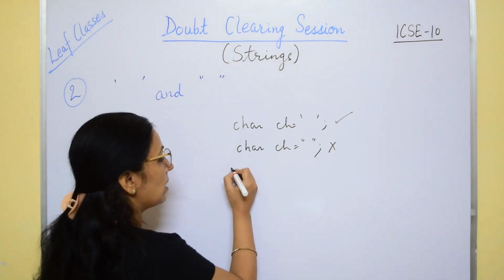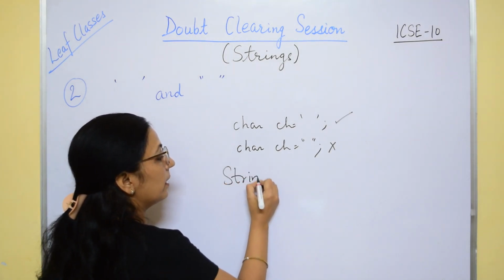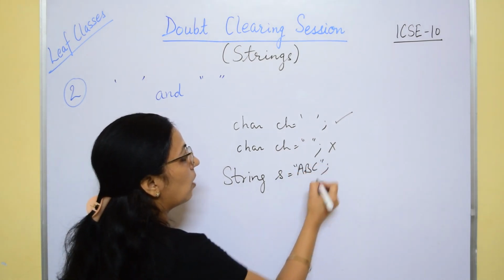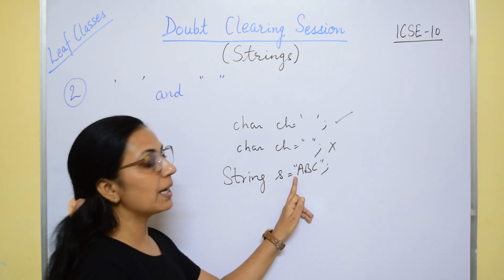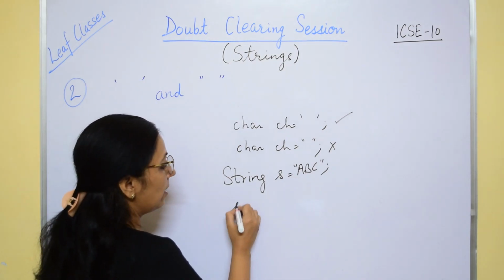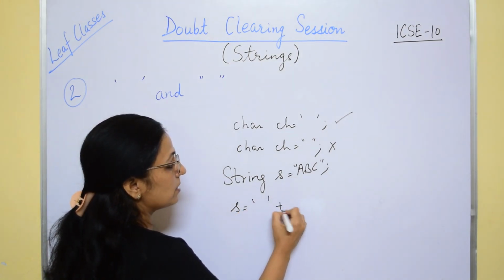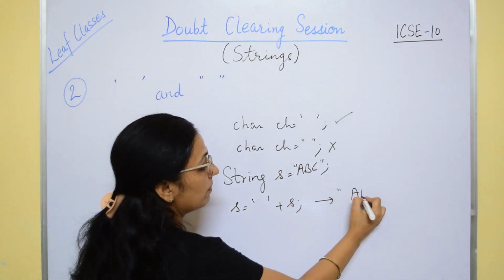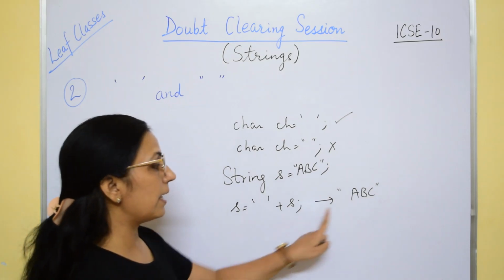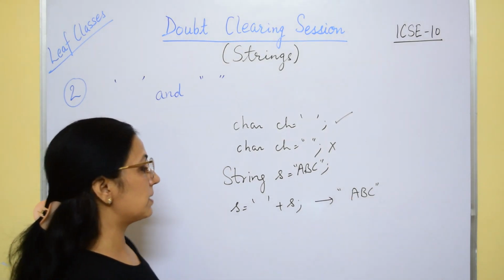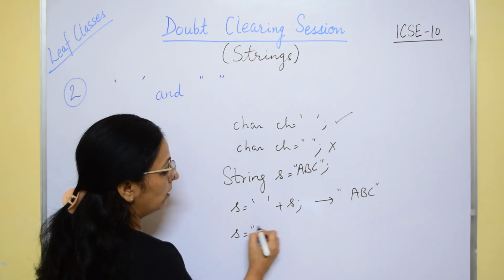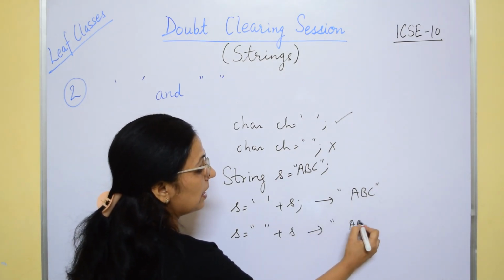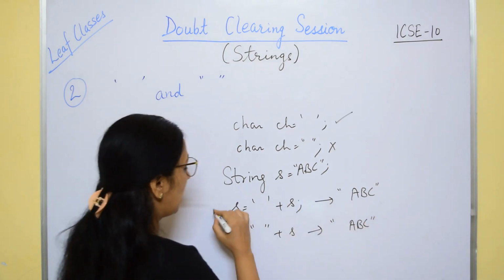In string, if you are writing String S equals to, suppose you have taken ABC, and you want to add a space in the beginning of this string, I can write S equals to space plus S. So this will be space and ABC. When you check, the string S will become this space and ABC. Or I can do double quotes plus S. This is also correct, space plus ABC. So here both are correct.